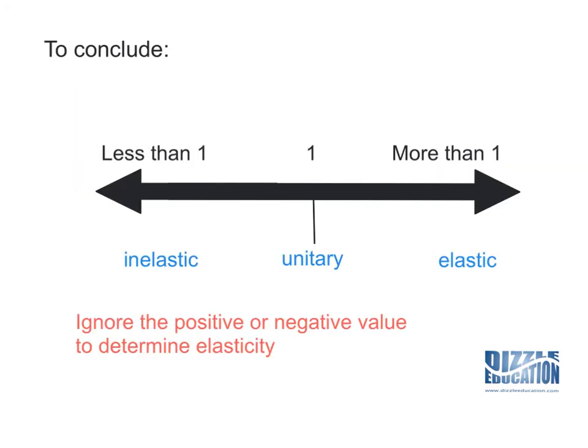And so, just to conclude, we've seen this diagram before, but just to recap it, if we have an answer of 1 to our calculation, that means it's unitary elasticity. If we have an answer of less than 1, that means it's inelastic. So if you were drawing a diagram, that would be a very steep line on your diagram. If it's greater than 1, it's elastic, so that would be a very shallow line on your diagram. And don't forget, ignore that positive or negative value when you are determining the elasticity of a product. Just focus on the number itself. Is that number greater than 1 or less than 1?